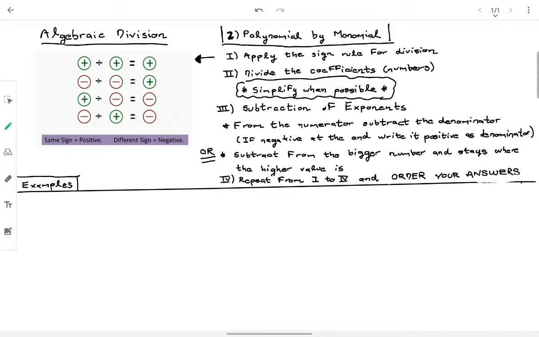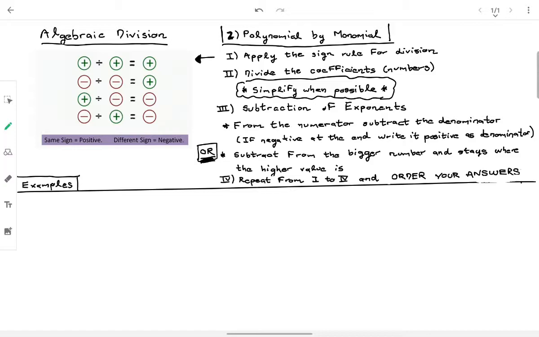If we get a negative answer, like a negative power at the end, we will write it as a positive one in the denominator. Or we can do it in another way. If we are familiar with this kind of exercise, wherever we have the bigger value, we can subtract the smallest value, and the result stays where the higher value is. That means that if we have a bigger power in the numerator than in the denominator, it will stay in the numerator, and vice versa. If we have the bigger power in the denominator, the answer will stay in the denominator.